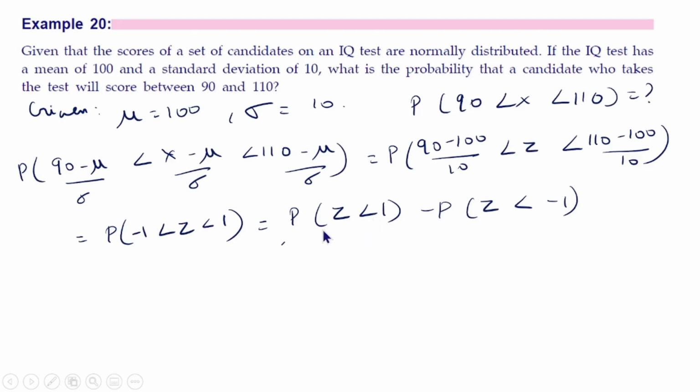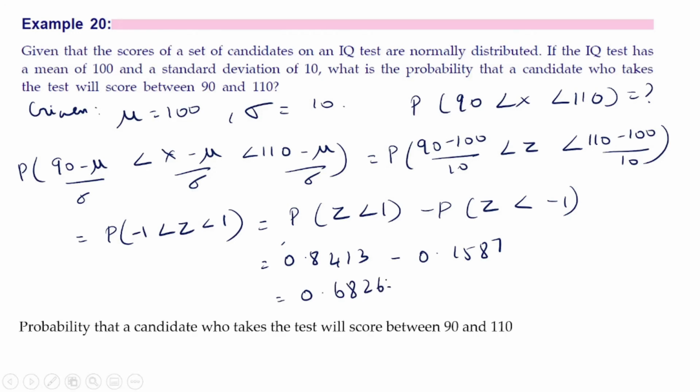Probability of z less than 1 is 0.8413, and probability of z less than minus 1 is 0.1587. So this is equal to 0.6826. So the probability that a candidate who takes the test will score between 90 and 110 is 0.6826.